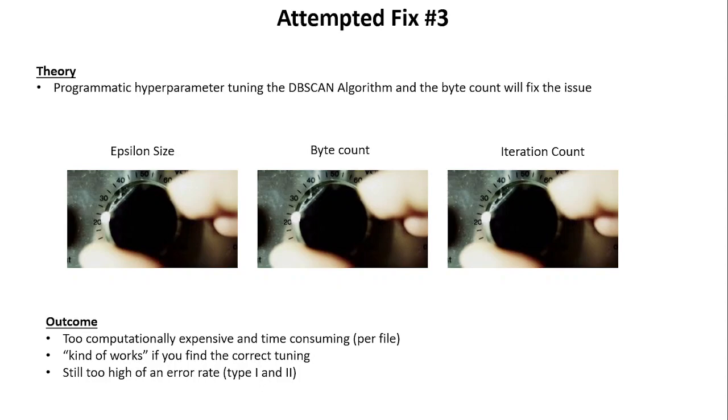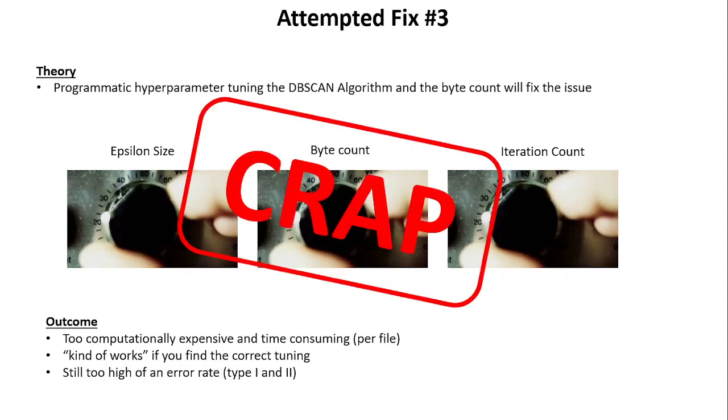But what I tried to do is programmatically do that and on the fly adjust those parameters to what they needed to be until the results started looking good. The outcome of that, though, was too computationally expensive. It just took way too long to run per file. It was completely unacceptable. And at the end of the day, it just kind of works, right? So it's a huge price to pay for still pretty spotty results. I was not happy with the error rate. So that was debunked as crap.